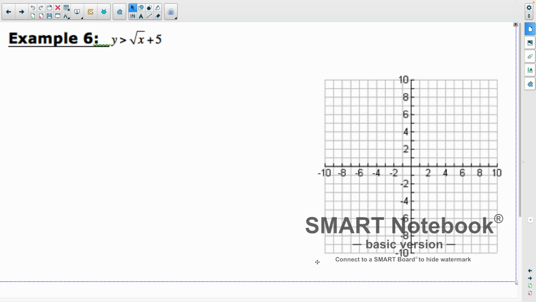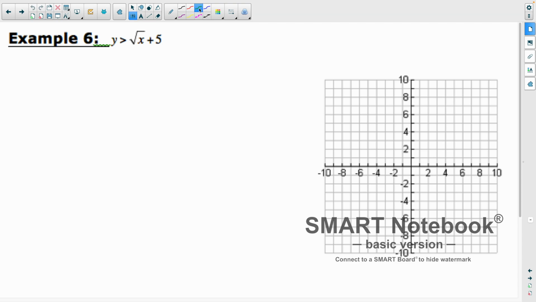All right, as a warm-up, I ask you to try this one right here, all right? So if you're going to graph this, tell me the transformation that you see. Up 5. Be careful, if the 5's on the inside of the radical, it would be left 5. But this is on the outside, so it's up 5.